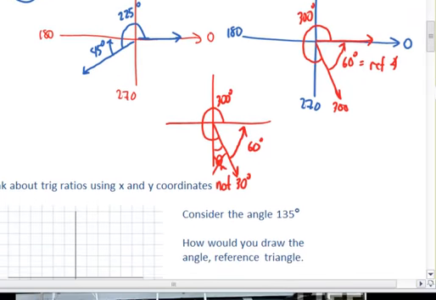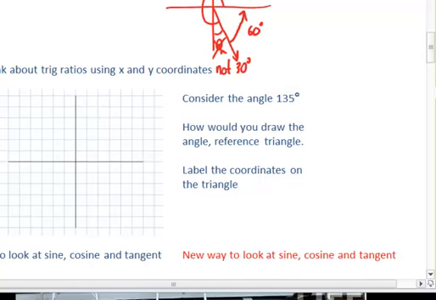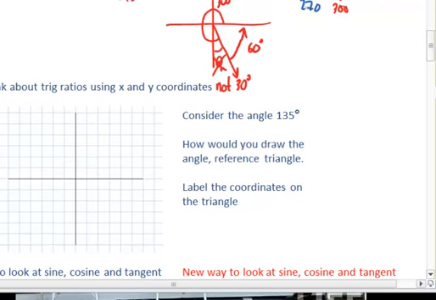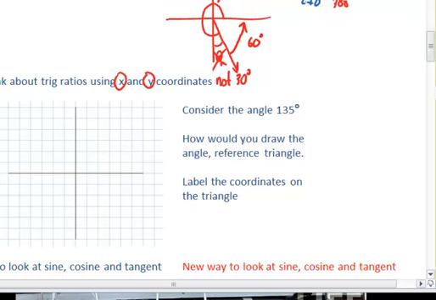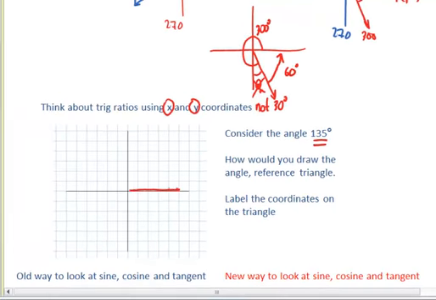Now, in a minute we're going to learn how to use this to find our trig ratios, but we're going to first talk about considering trig ratios using x and y coordinates. So in this case, it says here, think about trig ratios using x and y coordinates. We're going to consider an angle of 135 degrees. So I'm going to draw my initial side. I'm going to rotate my terminal side to 135 degrees.